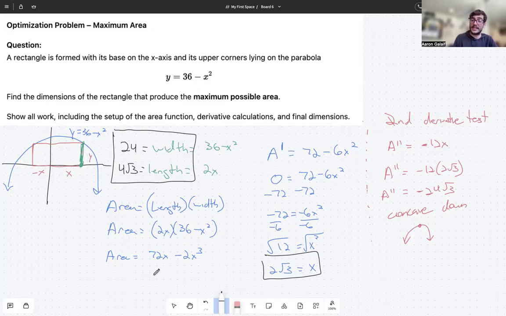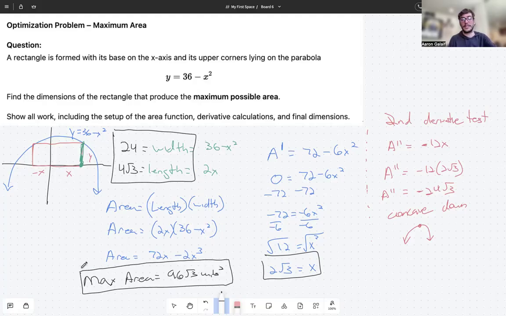In order to find the area of that, all we're going to need to do is multiply those. So we're going to do 24 times 4 root 3, and we're going to get a max area of 96 root 3 units squared. And this would be 24 units by 4 root 3 units. Okay, so that is how we solve that type of optimization problem.